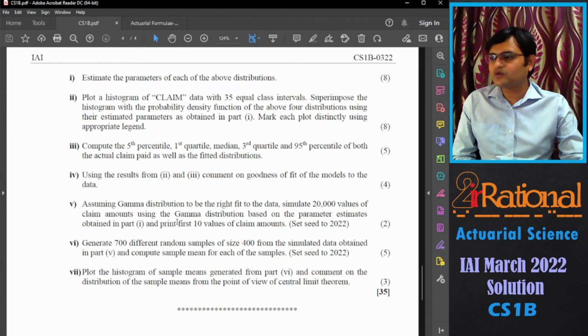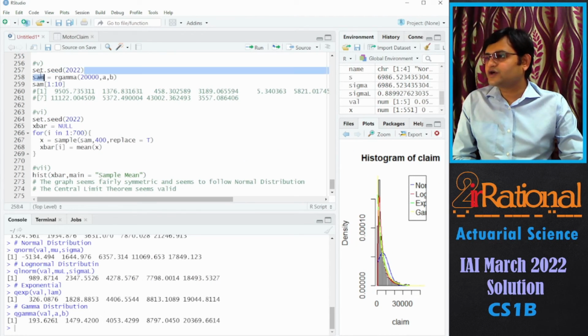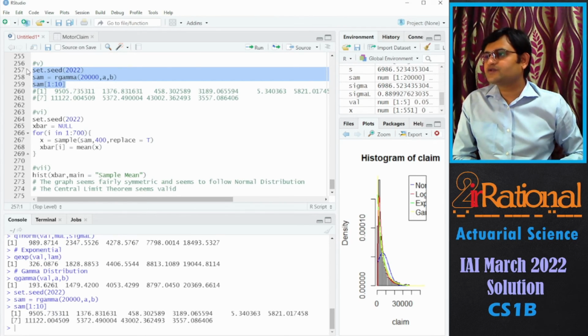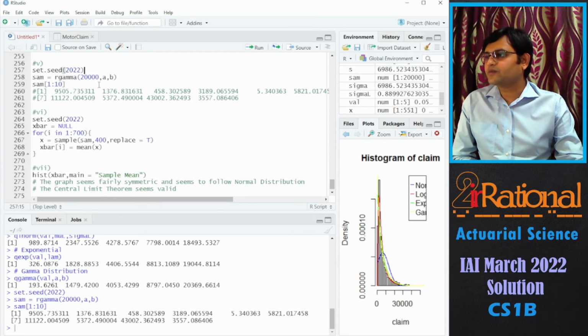Then next, assuming gamma distribution to be the right fit to the data, simulate 20,000 values of the claim amount using the gamma distribution based on the parameter estimates obtained in part 1, and print the first 10 values of the claim amounts. Set.seed 2022. So we'll say set.seed, sample, we have R gamma, 20,000 values and the parameters, and we want to show the first 10 values. So I have set sample first to 10. So these are the first 10 values.